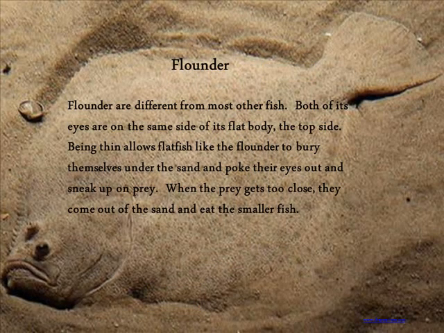Take a look at this fish. Flounders are different from most other fish. Both of its eyes are on the same side of its flat body, the top side. Being thin allows flat fish, like the flounder, to bury themselves under the sand and poke their eyes out and sneak up on prey. When the prey gets too close, they come out of the sand and eat the smaller fish.